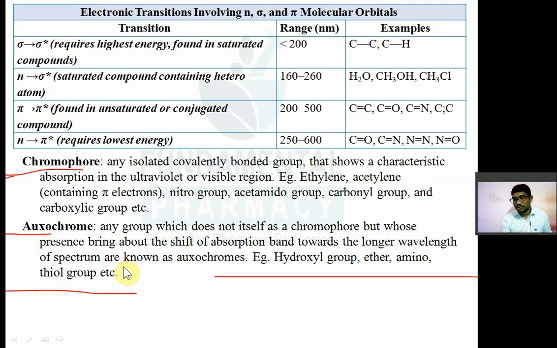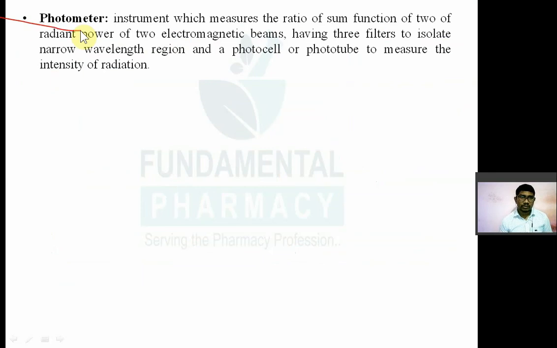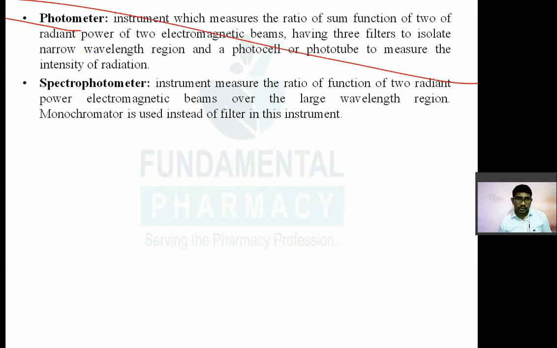Now photometer, we have seen what it means. Photo means light, meter means measurement. So, measurement of intensity of light. It is an instrument which measures the ratio of two radiant powers of two electromagnetic beams, having filters to isolate a narrow region, and a photocell or photomultiplier tube as the detector which measures the intensity of radiation. Now spectrophotometer means what? A spectrophotometer is the instrument to measure the ratio of two radiant electromagnetic beams over a large wavelength region.